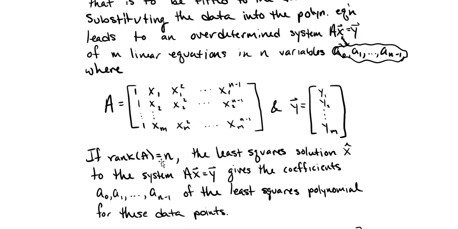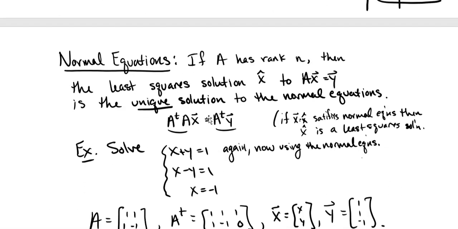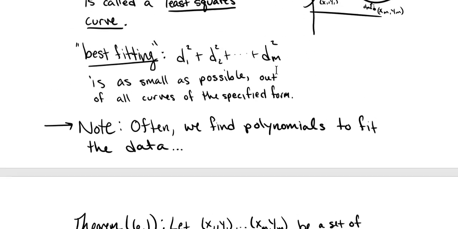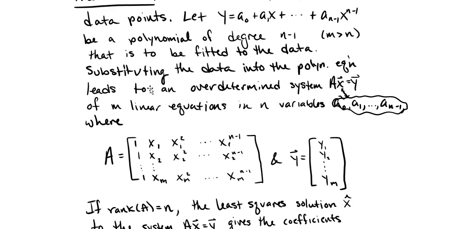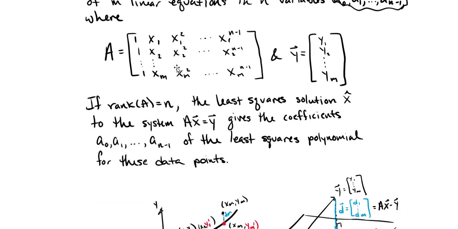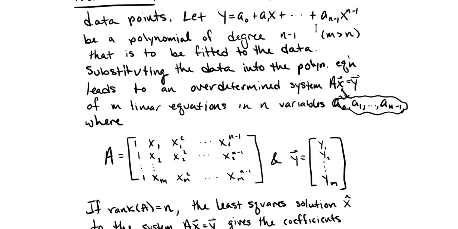Now if rank A equals n, so there's a unique least squares solution, like we saw up here when we talked about the normal equations. If the rank of that coefficient matrix is n, the least squares solution x hat to this system Ax equals y gives the coefficients that you're going to use in this polynomial that you're trying to fit the data with.